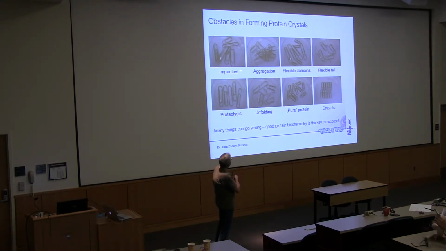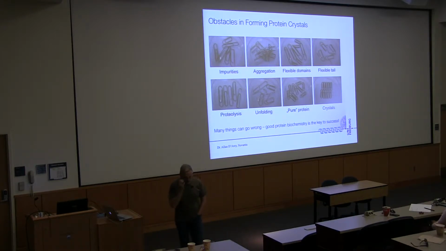Now the important thing about that is, and this is a picture I stole from Alan Darcy from Novartis, who talks about this wonderfully. If your sample consists of many different things, if it's impure, if it has many components, it's not likely to crystallize. If these things aggregate, it's not likely to crystallize. If you have flexible domains, it's not likely to crystallize. If you have flexible tails, it's not likely to crystallize. Cut them off.